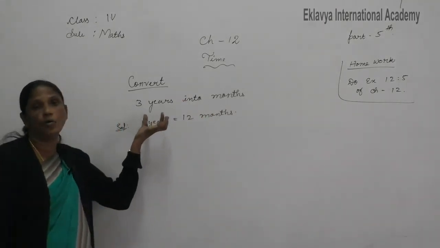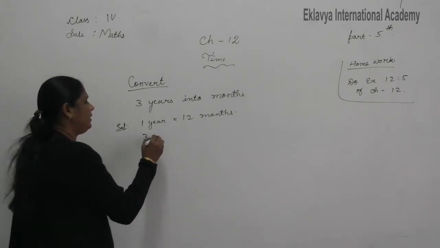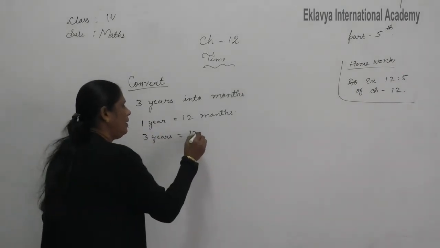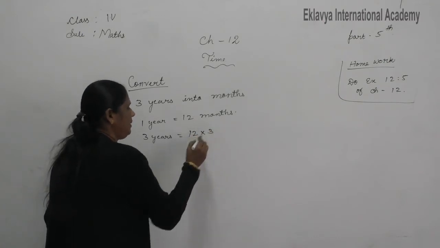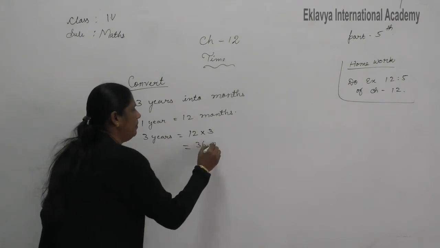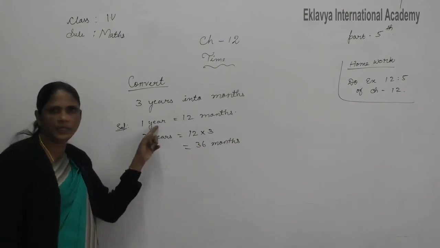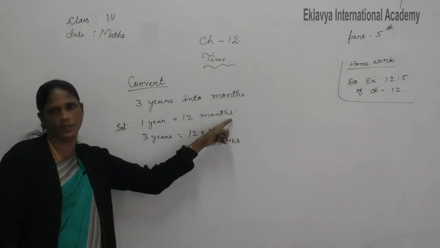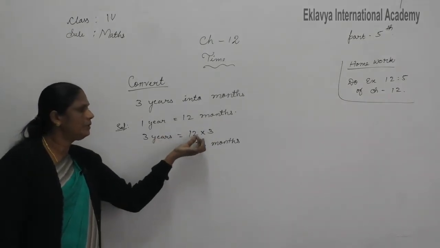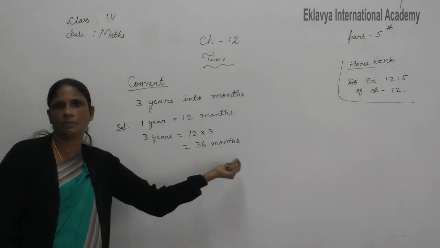We have how many years? 3 years. 3 years is equal to 12 multiply 3, which is equal to 36 months. Understand? 1 year is equal to 12 months. Therefore, 3 years is equal to 12 multiply 3 is equal to 36 months.